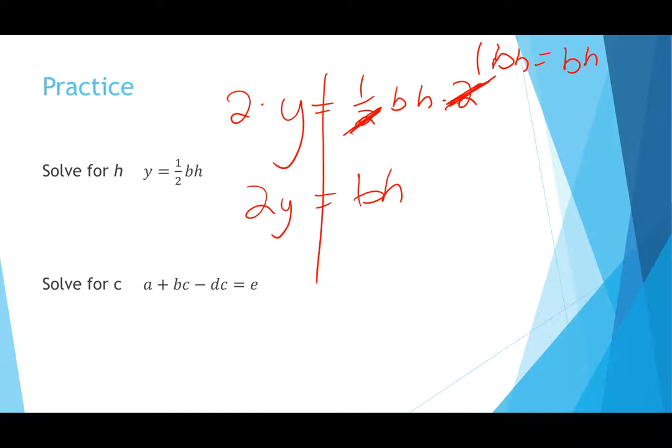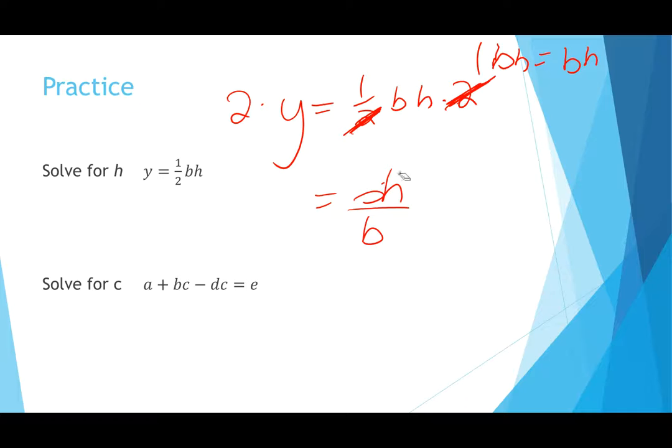You got the 2y. So we're still trying to solve for h. Since we're multiplying by b, we'll just divide by b. We'll have the h by itself. Don't forget to divide by b over here. We have 2y over b as our answer. So h is equal to 2y divided by b. And that's it. So now let's do our last problem.